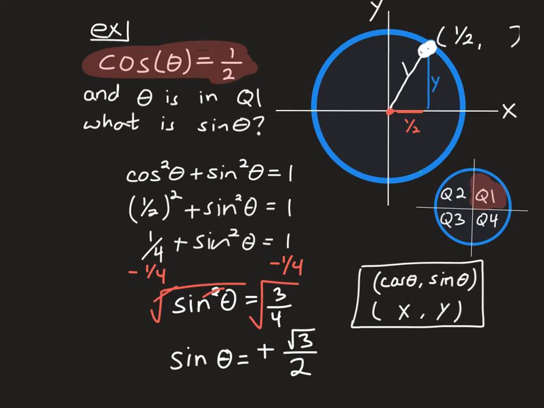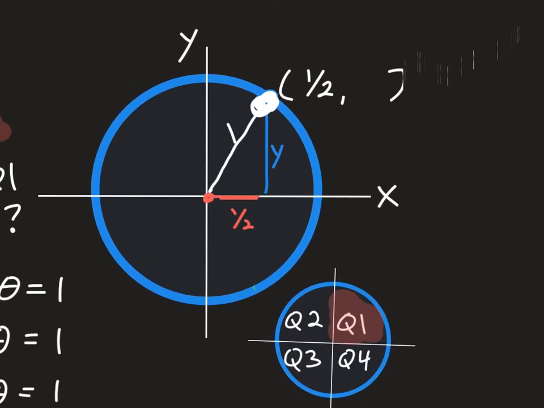So I could come back up here and I could say, okay, I know what my sine of theta is. I know what my y value is here. It is root 3 over 2. And so I was told what my cosine of theta was, and I found what my sine of theta was.